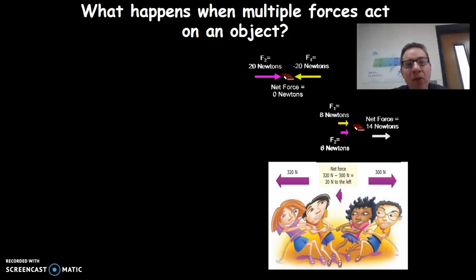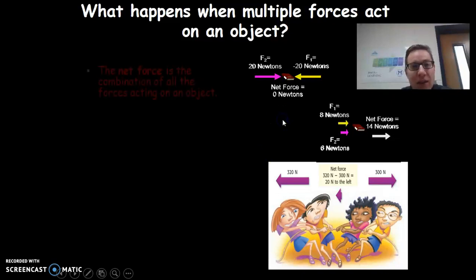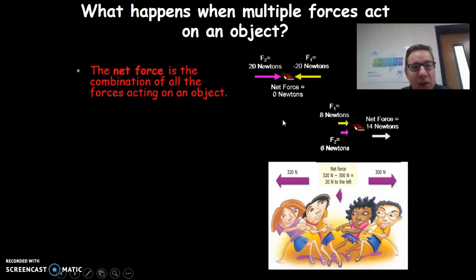The other side says, what happens when multiple forces act on an object? So now we're going to dive into newtons and how we can actually diagram forces, balanced and unbalanced. The net force is a combination of all forces that act on an object. So I have a couple examples here on the screen.